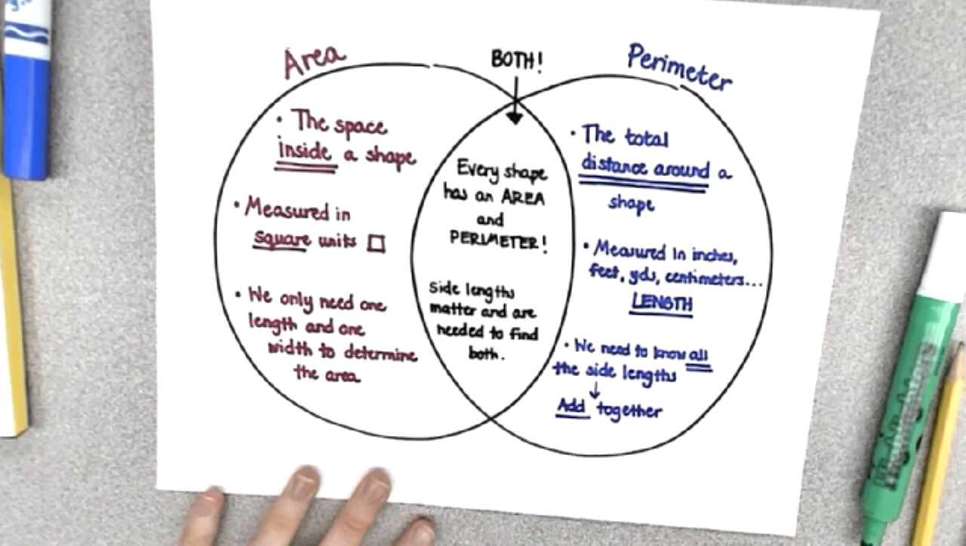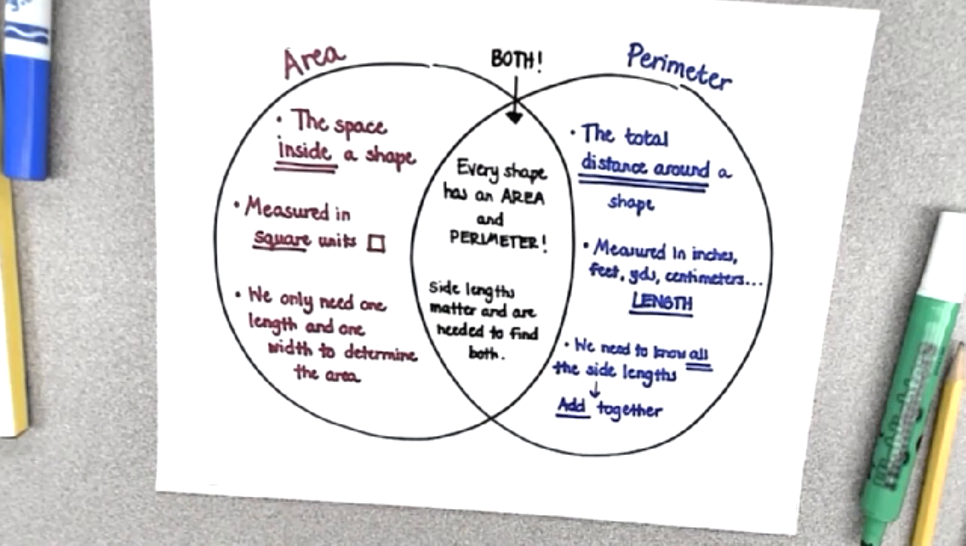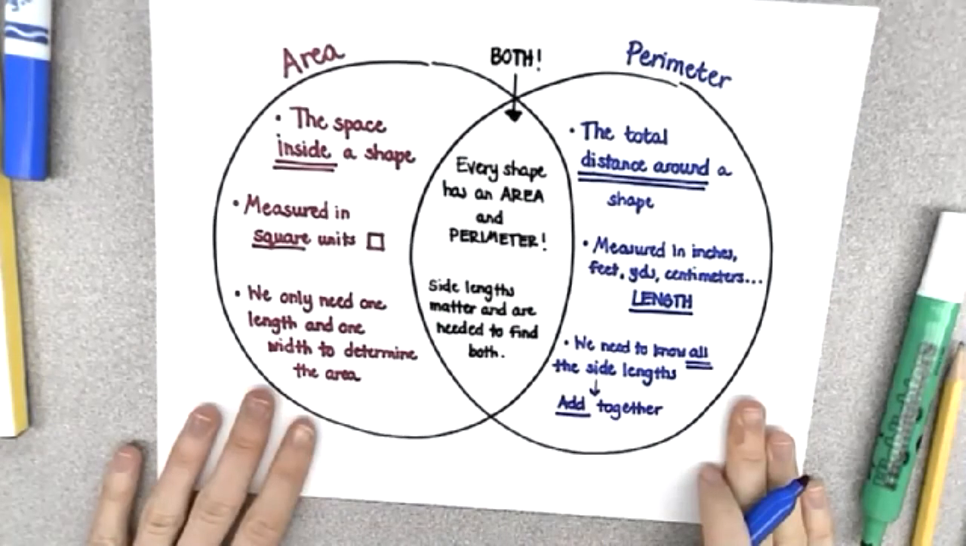If you have not already paused the video, I'd like you to pause. I'd like you to put this in your math journal with the notes that we just took on graph paper, and then you are ready to jump into your area and perimeter artwork.